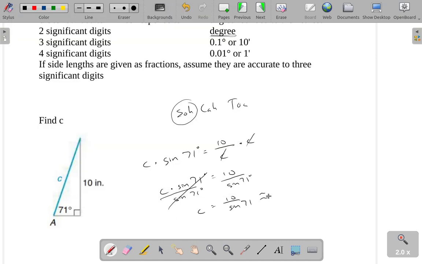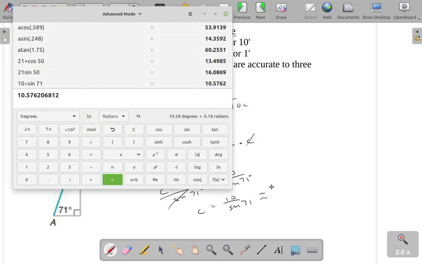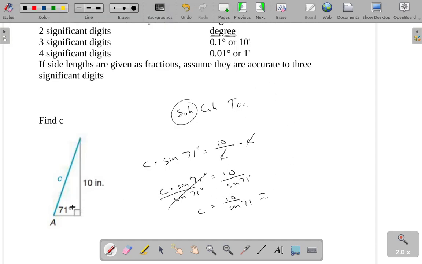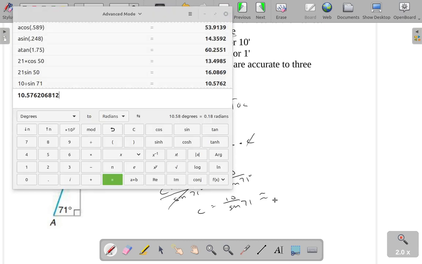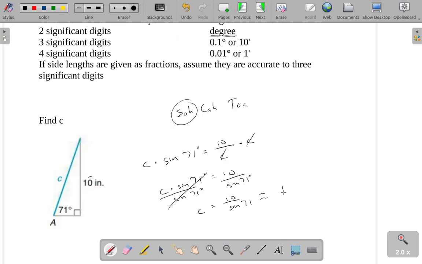So this gives us approximately, we're rounding to three significant digits. Oh no, wait, that's a different problem. This is rounded to the nearest degree. This looks like 1, or you could argue it's 2 significant digits. I'm going to call it 2. It looks like this should be rounded to 2 significant digits, which means I'll call it 11 inches, if I was rounding to 2 significant digits.